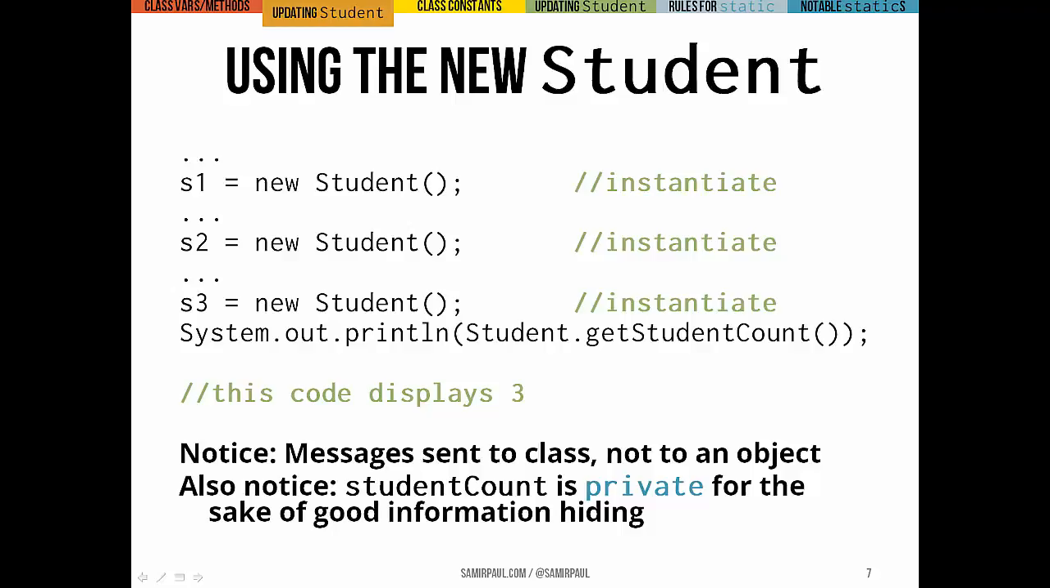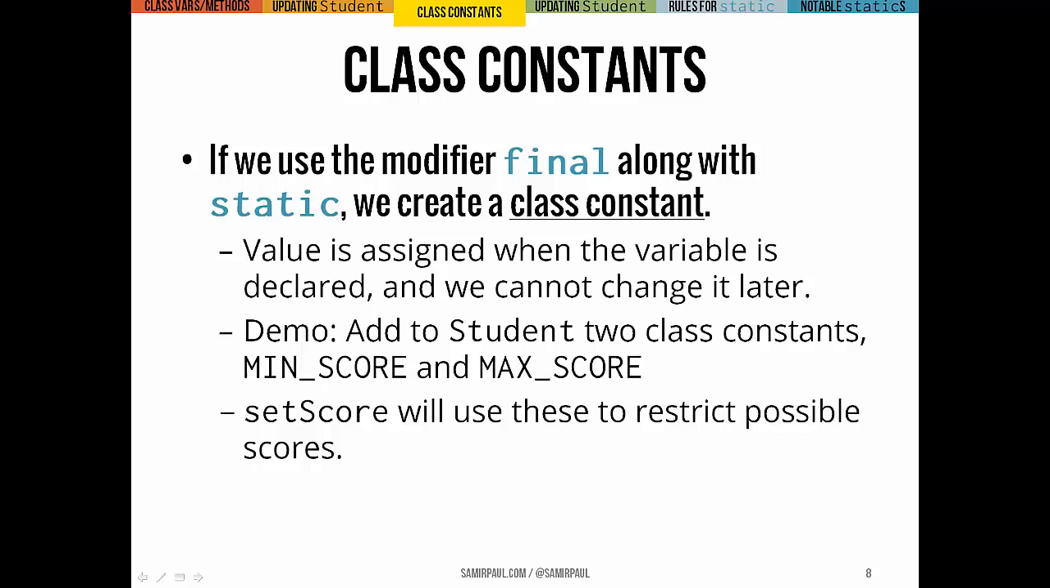So in general, we want to use a static variable in any situation where all the instances share one common data value, one common piece of information. And then we want to use static methods to provide access to that information, like static getters. Now, if we were to use final along with static, what we'd end up with is a class constant. A class constant gets assigned as soon as the variable is declared, and it can never be changed afterward, at least in that run of the program.